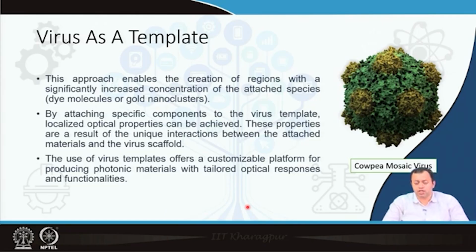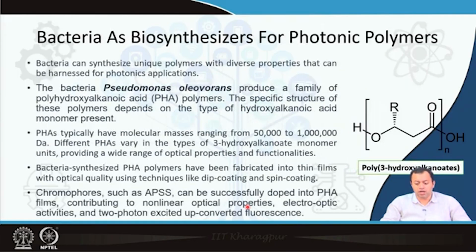Negative refraction is already there, switchable negative refraction. There is something called slow light, where the group velocity of the light is tremendously reduced. You should know what is the difference between group velocity and phase velocity by now. So, obviously, this is something of a very hot topic. At the same time, you can utilize bacteria as a biosynthesizer for photonic polymers. Pseudomonas bacteria produce a family of these alkanoic acid polymers, thermopolymer for example.